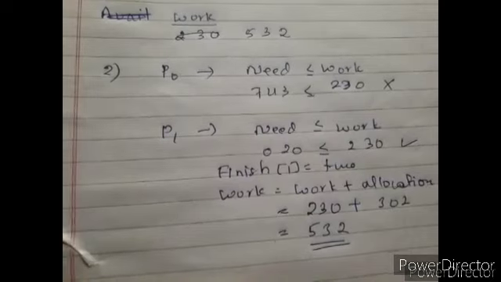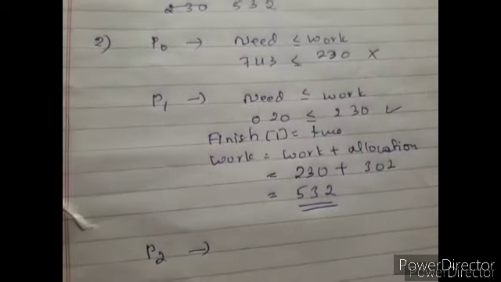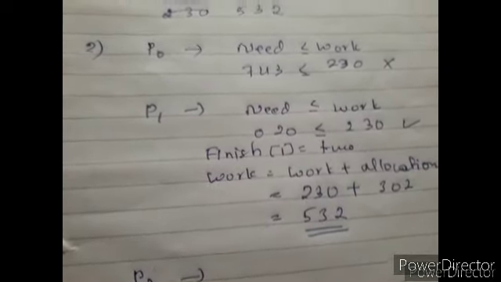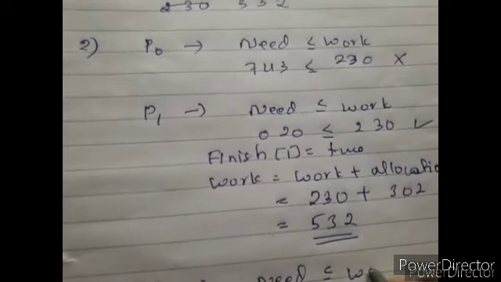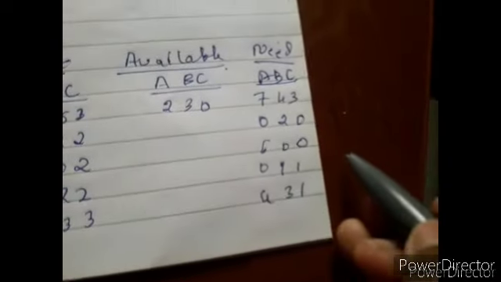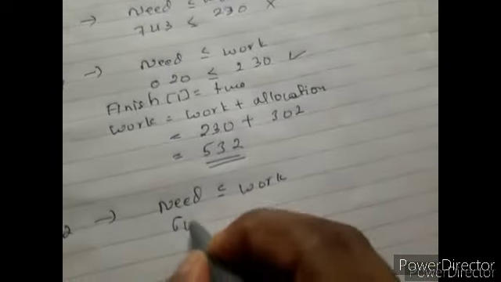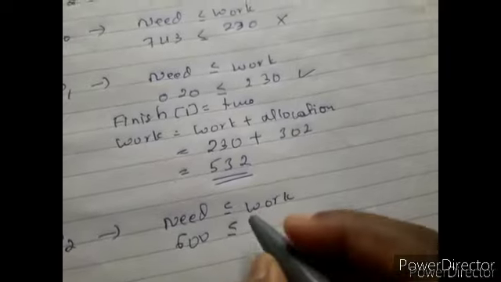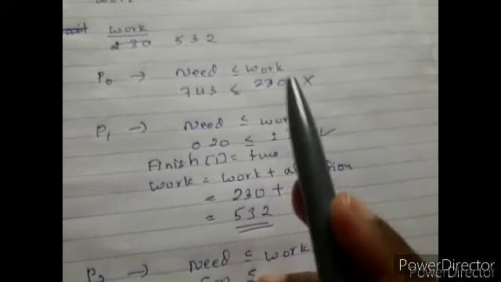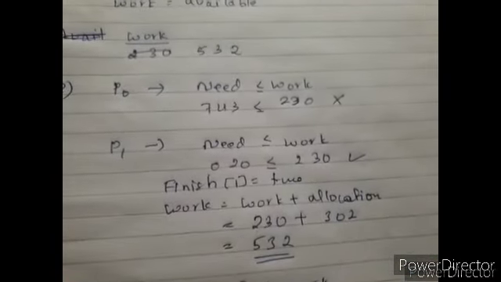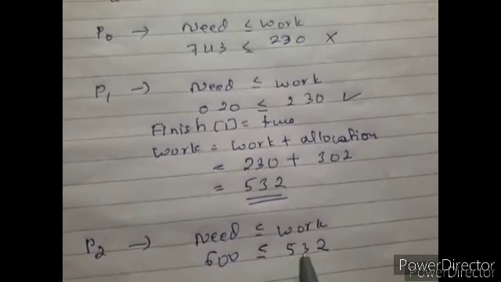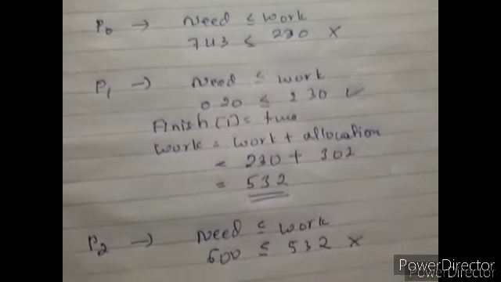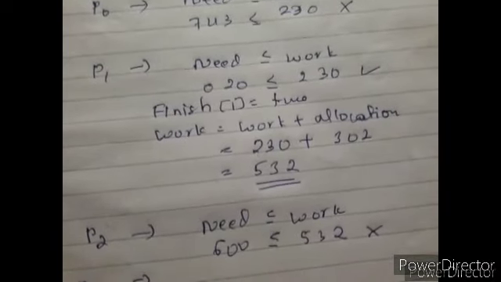Okay, next we'll consider process P2. Again we need to check the need value, whether need is less than or equal to work. What is the need value for process P2? It is 6 0 0. Whether it is less than or equal to work. Work is now updated to 5 3 2. Whether 6 is less than 5? No, the condition is false. Next we'll check process P3.